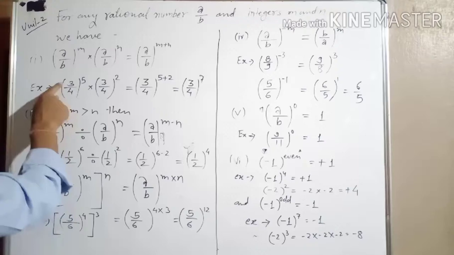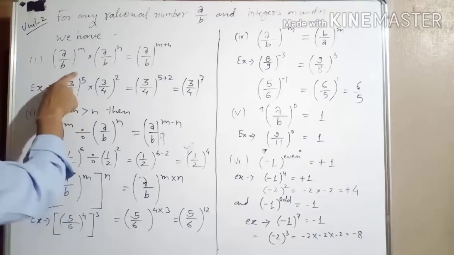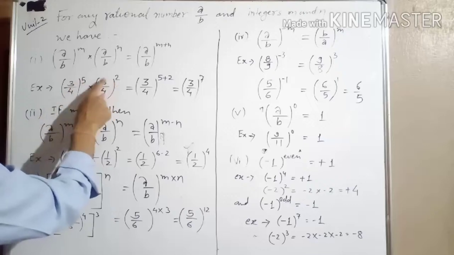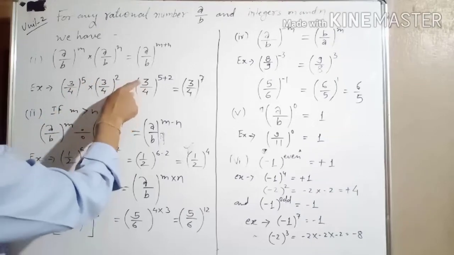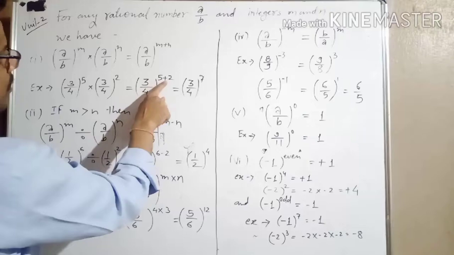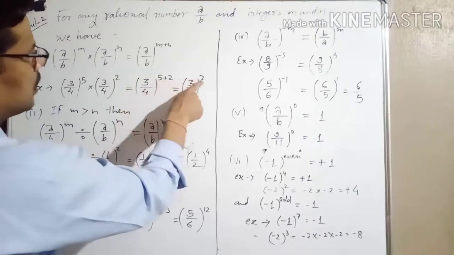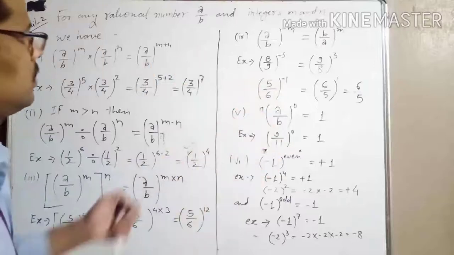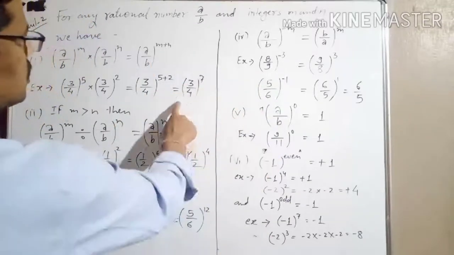With the help of this example, you are able to understand how we can do it. Suppose we have given (3/4)^5 into (3/4)^2. The bases are same, so we can add the powers. We write here (3/4)^(5+2). When you add 5 and 2, you get 7, so (3/4)^7. After it, if you want to simplify, you can simplify to get the required answer. This is the exponential form.